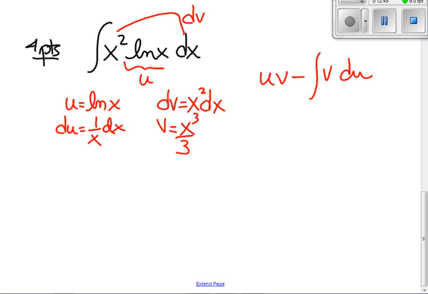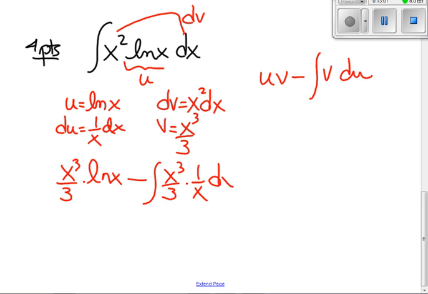There it is. So it's u times v, x cubed over 3 times ln of x, minus v, which is x cubed over 3, times du, which is 1 over x dx.